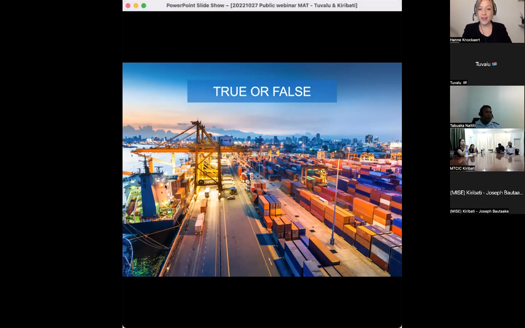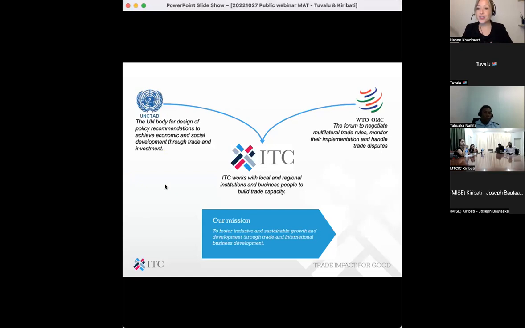Okay, let me go to the next slide. So the International Trade Center, let me go quickly over what we stand for. We are a daughter organization of the United Nations Trade and Development Agency and the World Trade Organization. We are an implementing agency where we work together with local, regional institutions and even companies on the ground to help them reach international markets, increase their trade capacity.